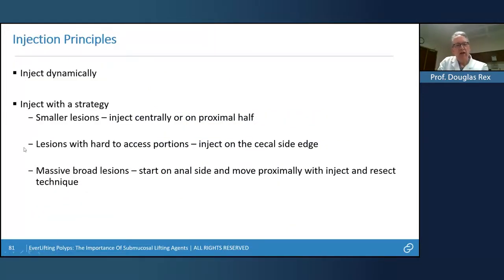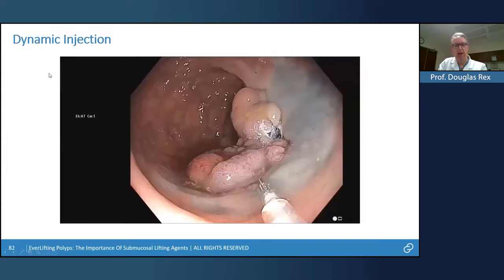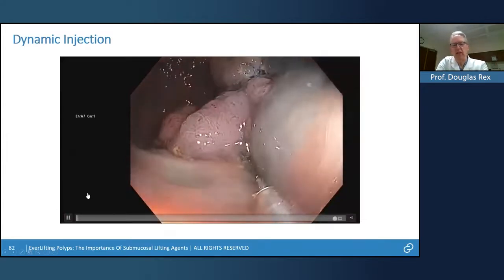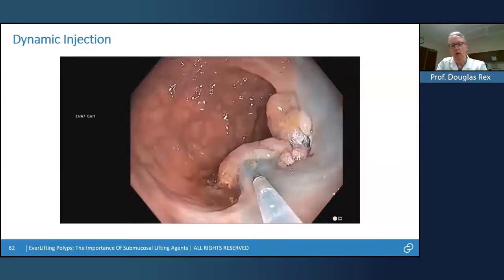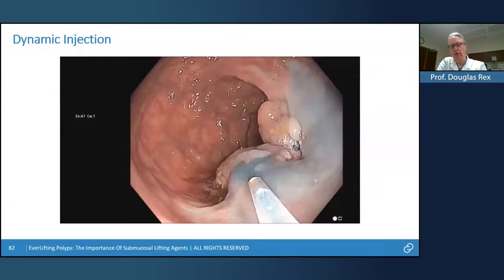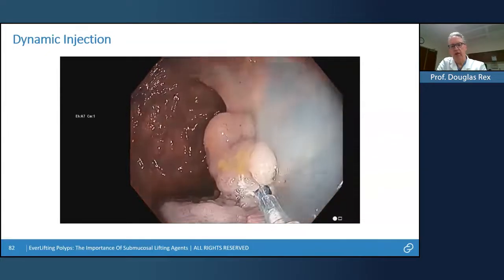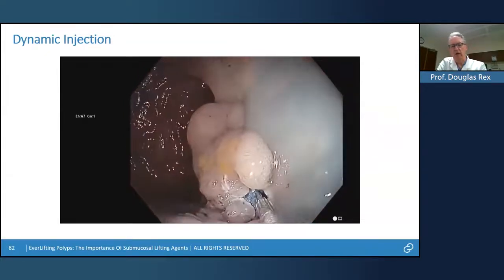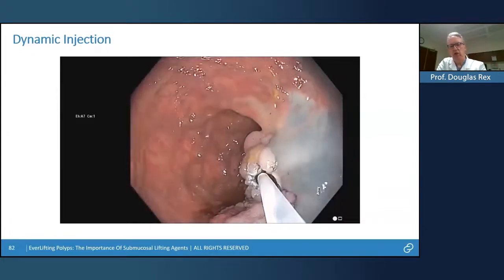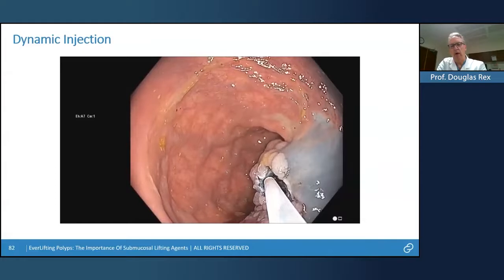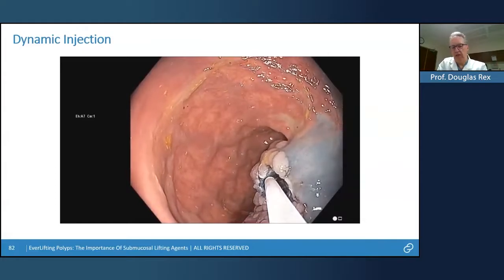I'm watching the clock closely here because I want to leave time for discussion. Just a few words about injection of these agents. We want to inject dynamically. What that means from my perspective is that as we perform the injection, we're lifting the needle toward the center of the lumen, so that we're shooting the fluid into the upper layers of the submucosa. That's the key aspect of dynamic injection: you're moving the needle, especially toward the center of the lumen, lifting the tissue.